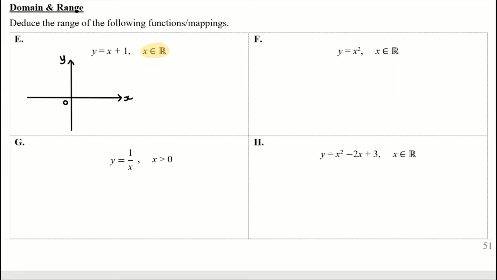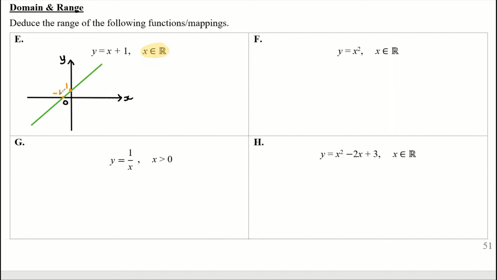So we'll do this in green. It's got a gradient of 1, and it's going to cut just above the origin at the point 1. So that's roughly what the graph looks like. I'll just indicate that on there. That's where the y-intercept is, and of course it's going to cut the x-axis at -1.